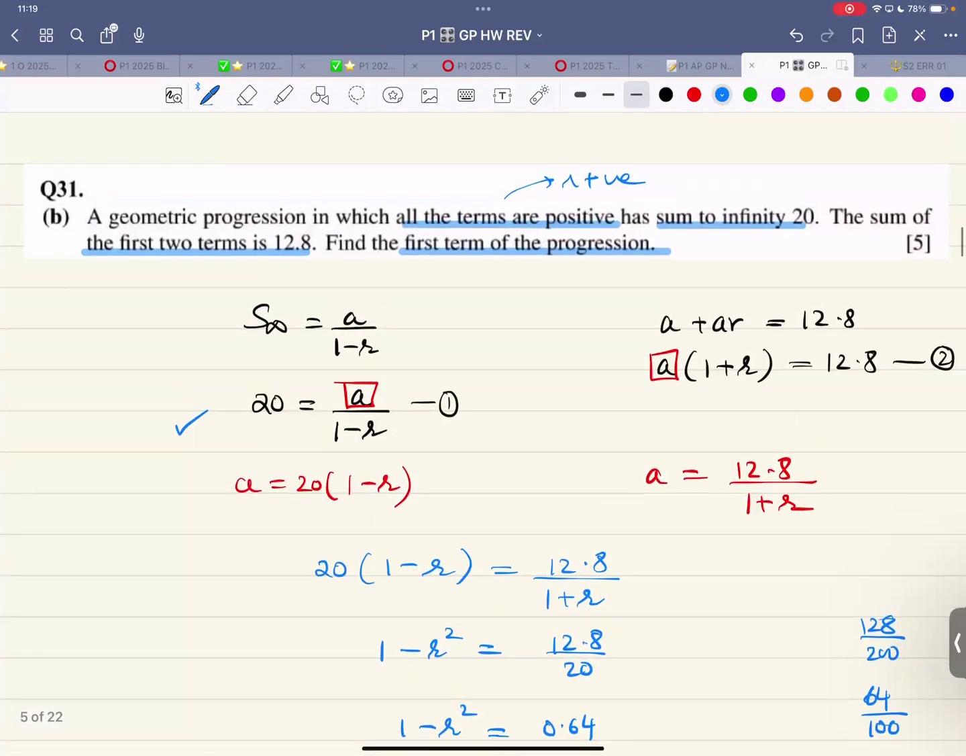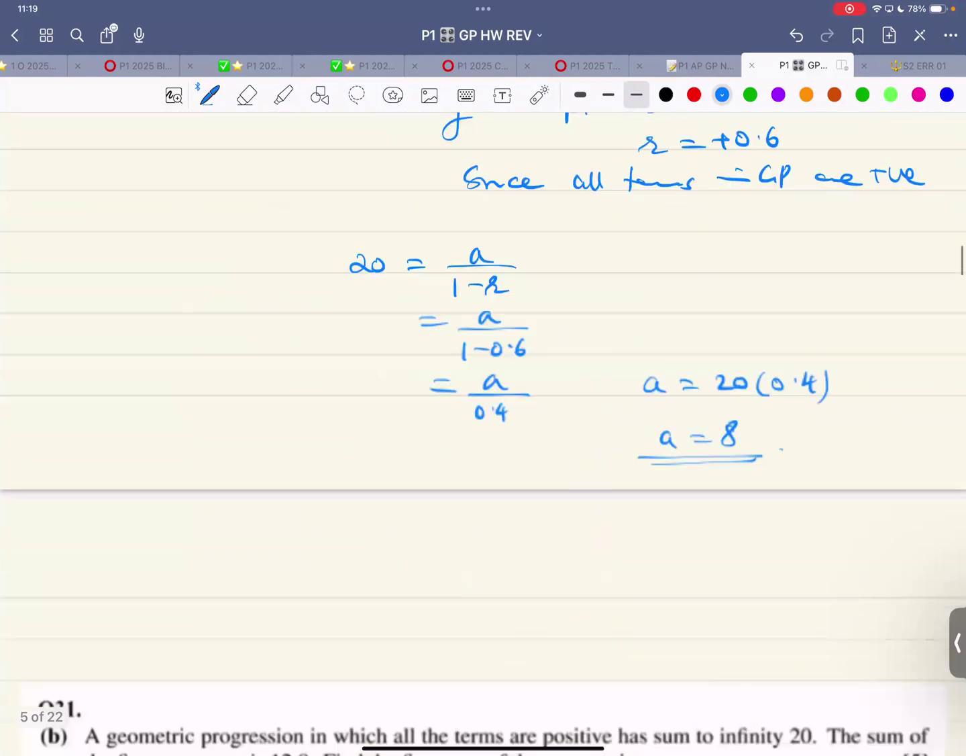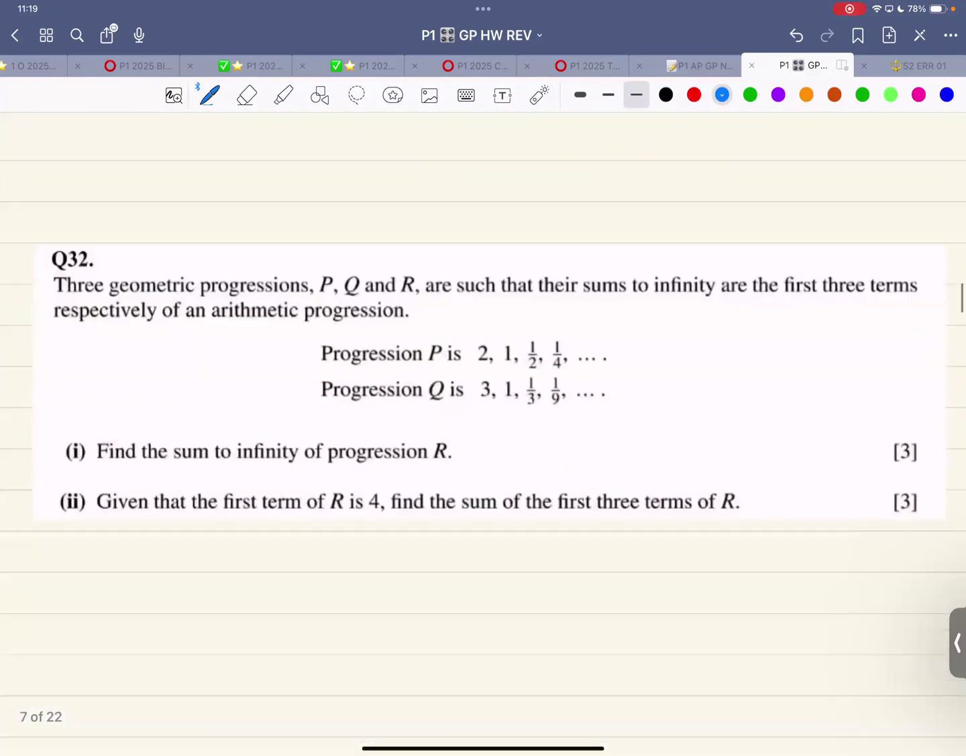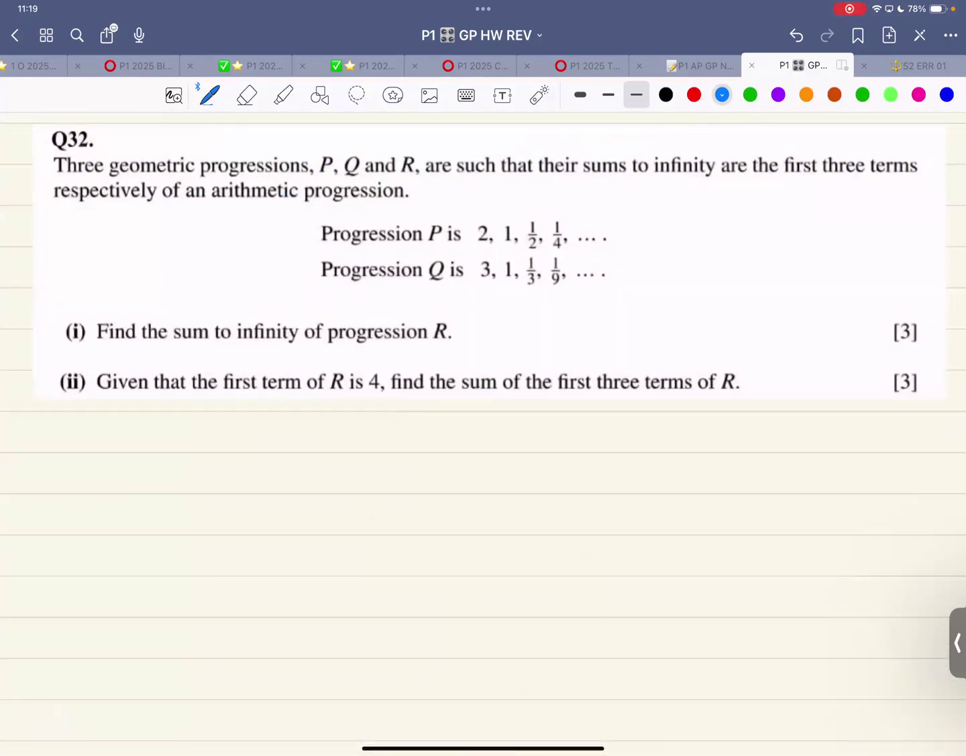I'll do some questions. I'll then pause so that you can copy it out. Okay. Now this thing is there. Three geometric progressions. There are three different geometric progressions P, Q, and R, such that their sums to infinity are the first three terms respectively of an arithmetic progression. Now, what they are doing is that we have to calculate three sums to infinity, just write them down and create an AP. Now, first of all, over here, the first progression is P, it's 2, 1/2, 1/2, 1/4, and so on.